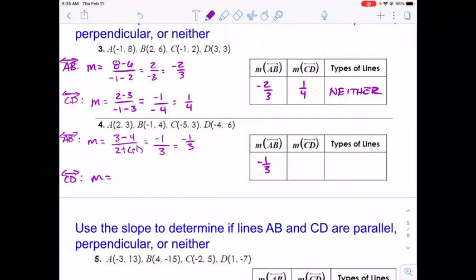All right, we have 3 minus 6 over negative 5 minus a negative 4. There we go. 3 minus 6 is going to be a negative 3. And this becomes plus, so negative 5 and a positive 4 is going to be a negative 1. So this becomes a positive 3. So are these negative reciprocals of each other? Yes. So this would be perpendicular, and we can just abbreviate perpendicular.